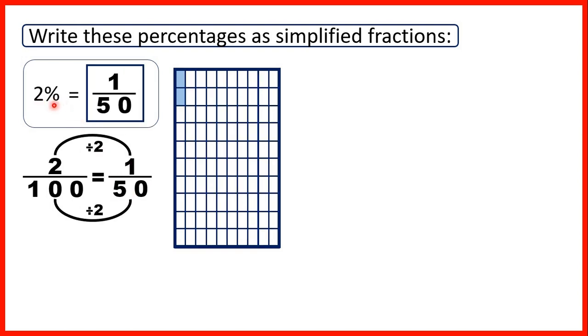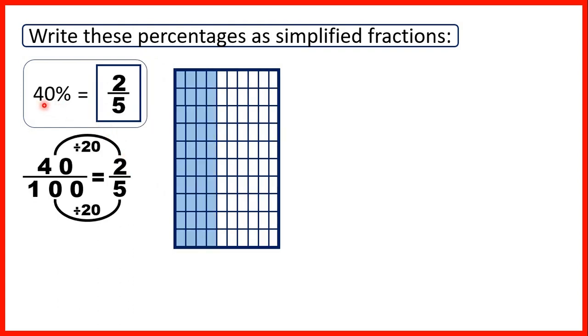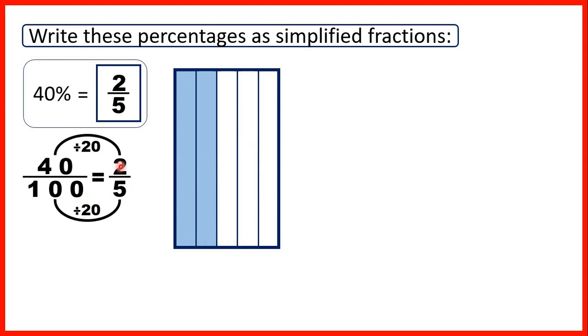Then we had 2%, so 2 parts out of 100. And we saw that 2/100ths could be simplified to 1/50th. Finally, we had 40%, so 40 parts out of 100, but we simplified that to 2/5.